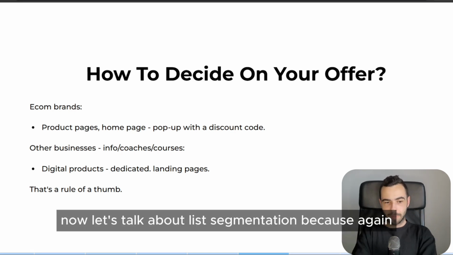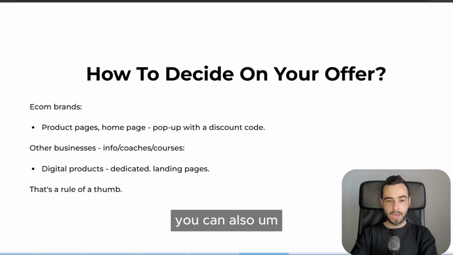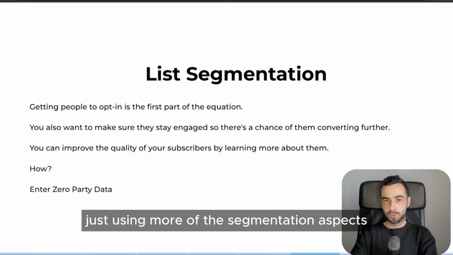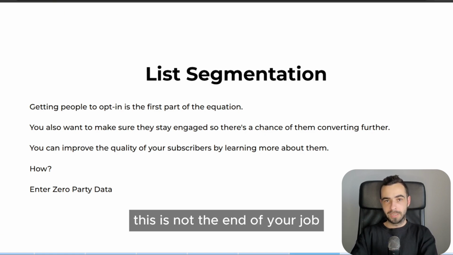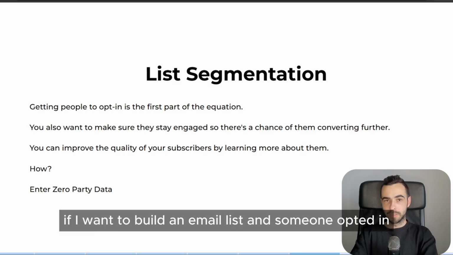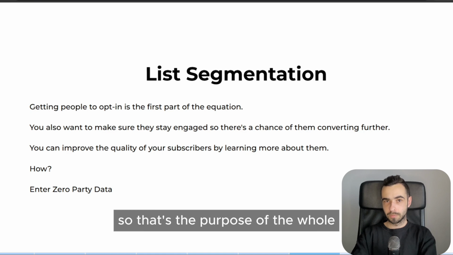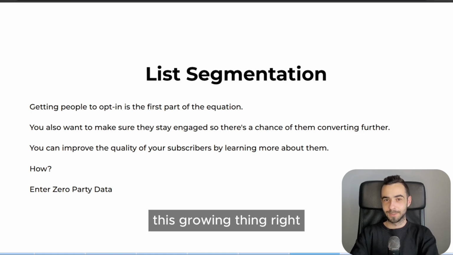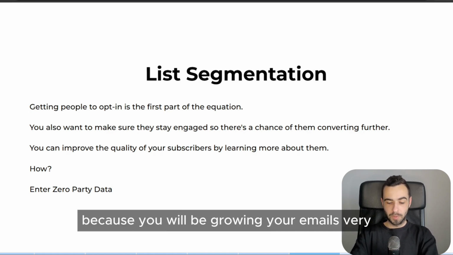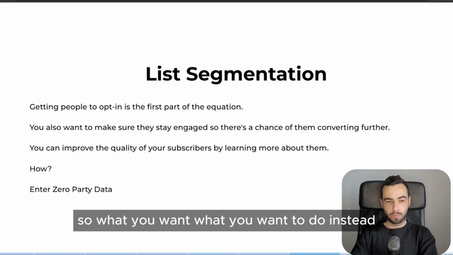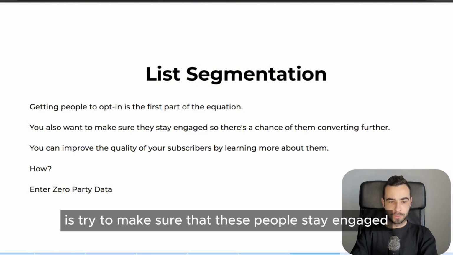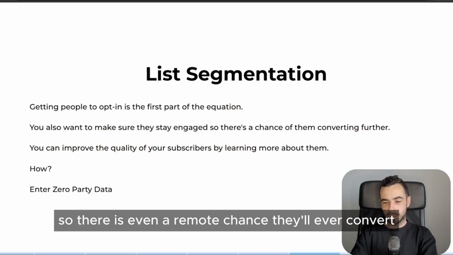Now let's talk about list segmentation, because you can also build high quality lists by using more of the segmentation aspects. After you get people to opt in, this is not the end of your job. Most people think, if I want to build an email list and someone opted in, then I'm done, it's growing, that's the purpose of the whole list growing thing, right? Well, not really, because you will be growing your email list very quickly, but the quality will suffer. So what you want to do instead is make sure that these people stay engaged, so there's at least a remote chance they'll ever convert.